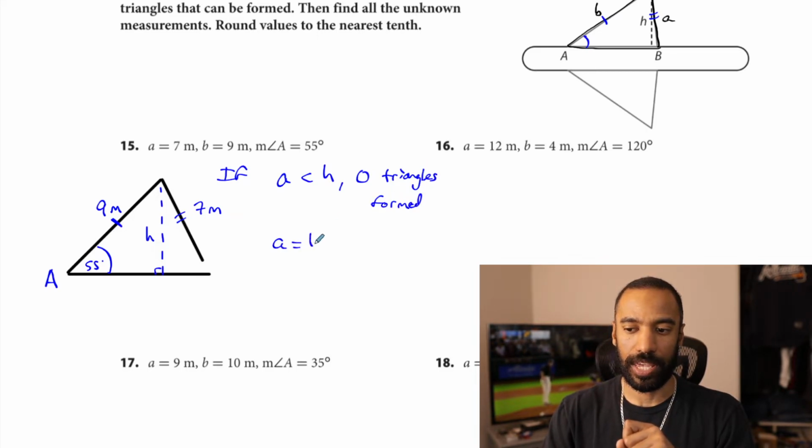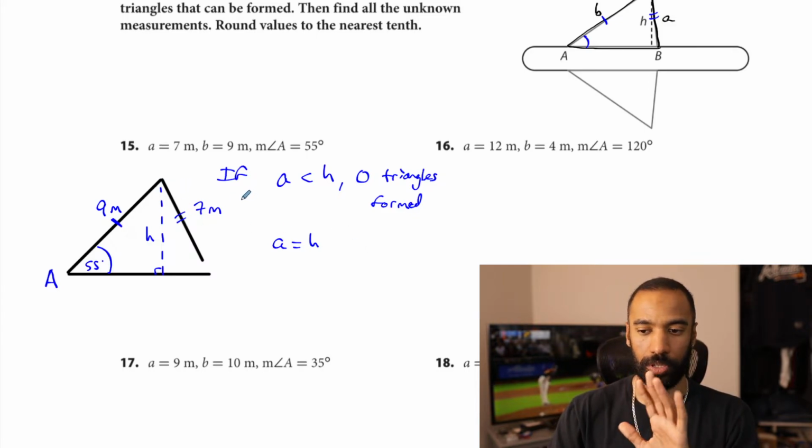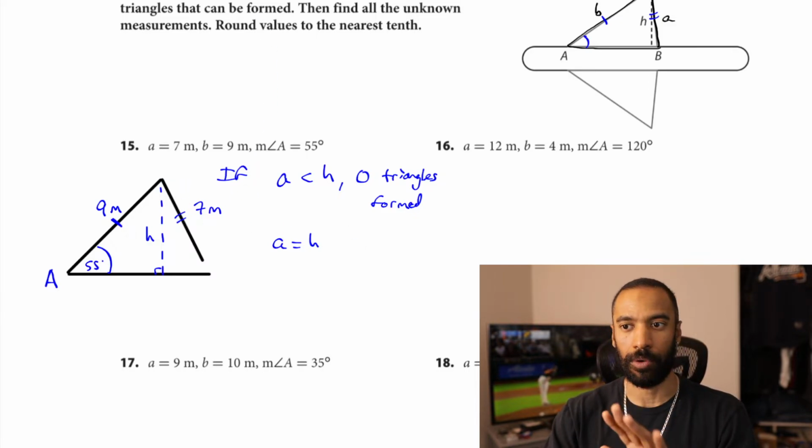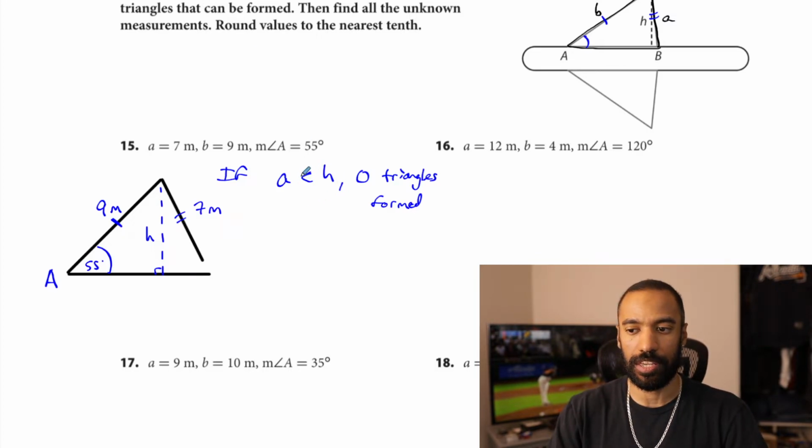If a equals h, then only one triangle can be formed. It's only a right triangle case. Now we'll talk about those if we get into those. First let's see if a is actually less than h. How do you find h?